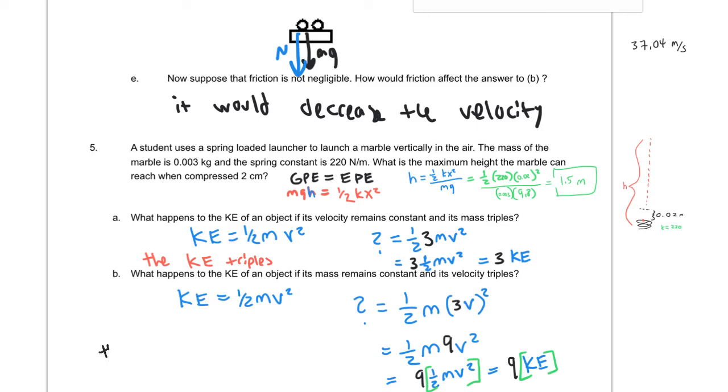the kinetic energy, I don't know, what's the word for multiplying by 9? Let's just say gets multiplied. It's probably a very clunky way of saying it. It gets multiplied by 9. Okay. I'm happy with that.